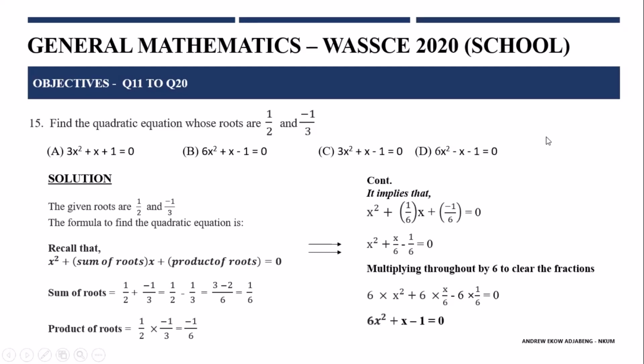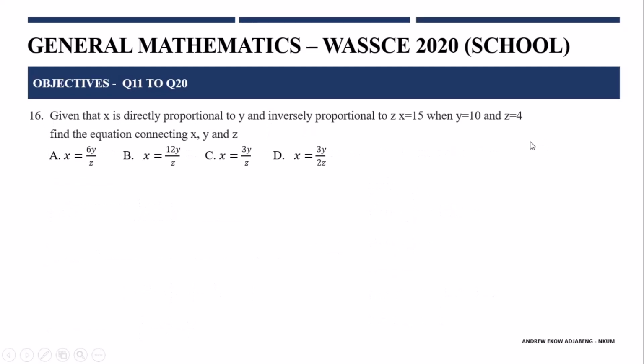Let's look at the next solution. In question 16, we are given that x is directly proportional to y and inversely proportional to z. Here x equals 15, y equals 10, and z equals 4. Find the equation. So we have this as our possible solution.